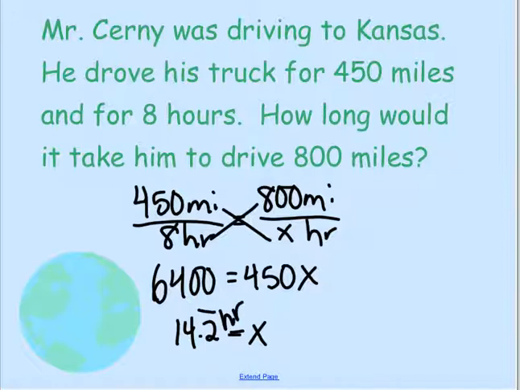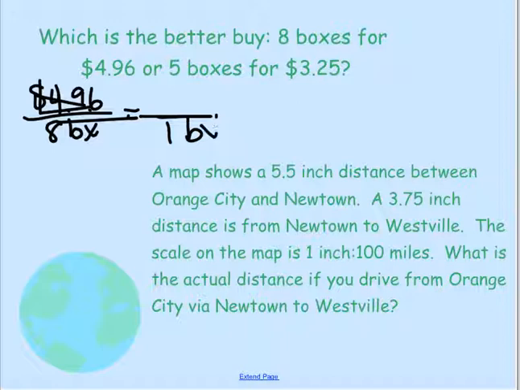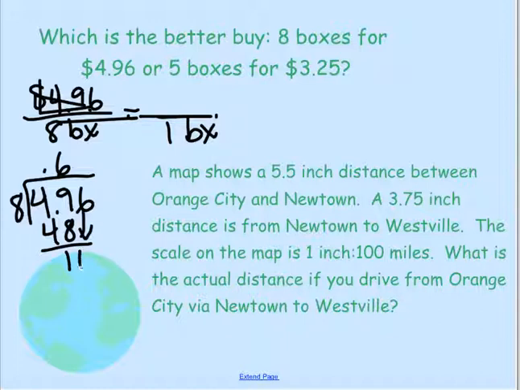Okay. Last couple of questions here. Which is better, buy 8 boxes for $4.96 or 5 boxes for $3.25? Well, we can set up a rate and figure out what is the unit rate for 1 box. So we would say $4.96 divided by 8 boxes. Well, how many is it for just 1 box? How much is it? And we would do $4.96 divided by 8. And we would say, okay, well, it looks like we get a 6 in there and have 16 left over. So it would be 62 cents for each box for the first one.